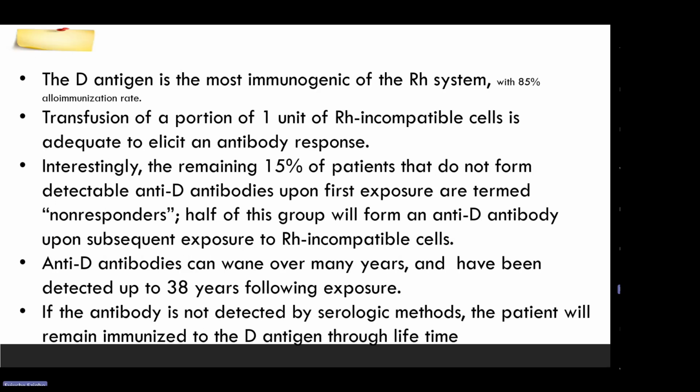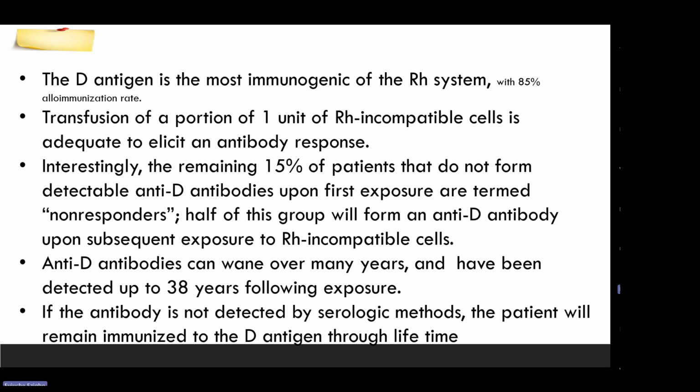The D antigen is the most immunogenic of the rhesus system. It gives about 80 to 85% alloimmunization. So any cross match of the rhesus D can result in immune reaction, to the extent that transfusion of just a portion of 1 unit of rhesus incompatible cells can elicit an antibody response.